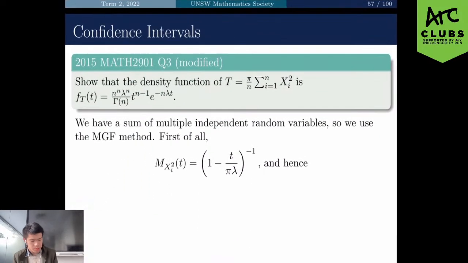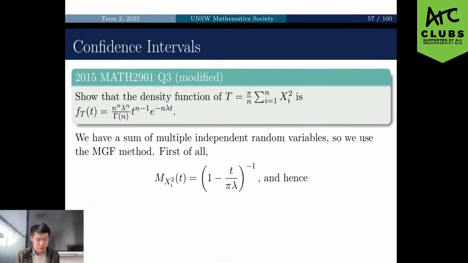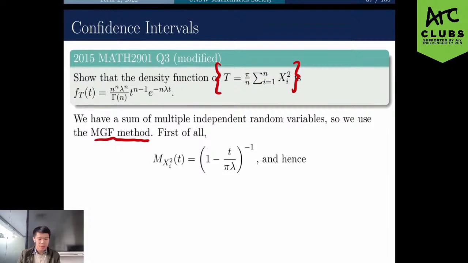Okay, cool. So similarly, we've got the density function of this thing over here. We've got a sum of a bunch of independent random variables, so we can use the MGF method, right? I suppose you could try to use convolutions, but convolutions are really difficult when you have more than one random variable, so it's much easier to use the MGF. First of all, the MGF of one of them is equal to this, because we've got a gamma distribution.